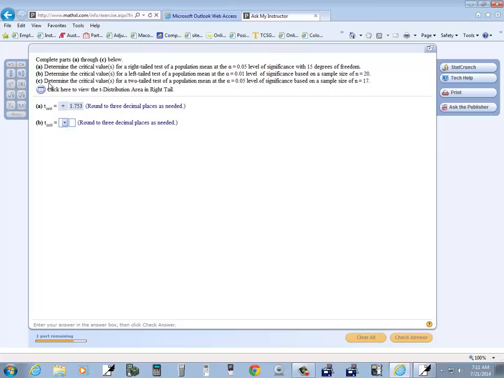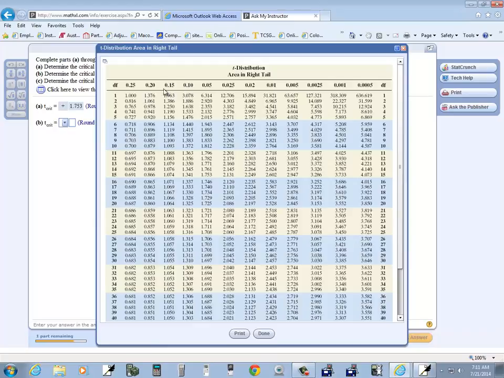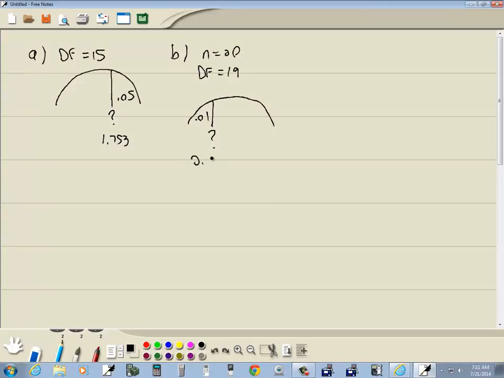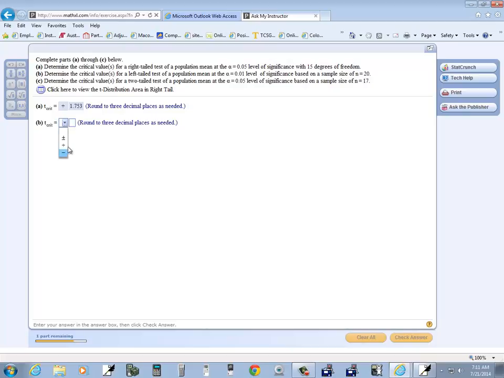Okay. For the table, 0.01 for the top. Remember, this is not the area in the right tail, it's the area in one tail. Where's 0.01? Here it is. Degrees of freedom of 19, so I come down to 19, and I get 2.539. Now, since it's on the left, it's going to be a negative. So I've got a negative 2.539.